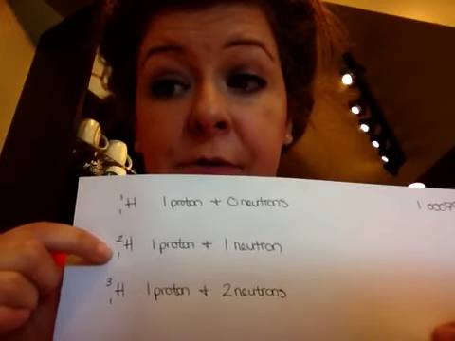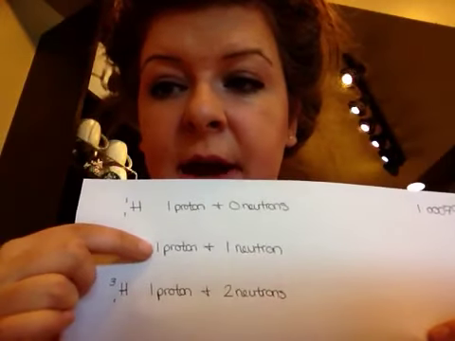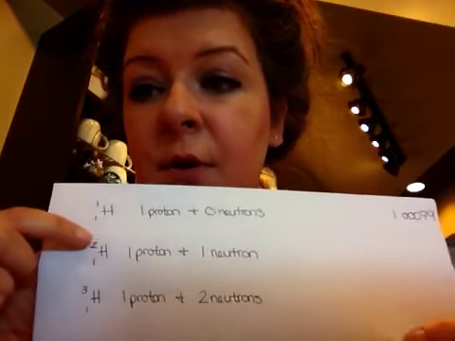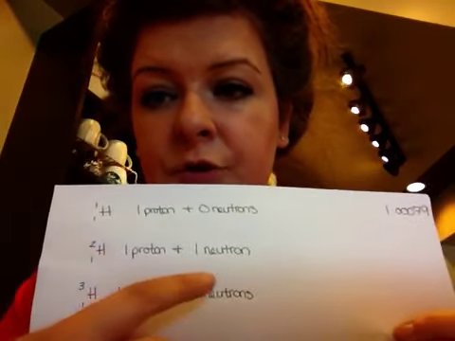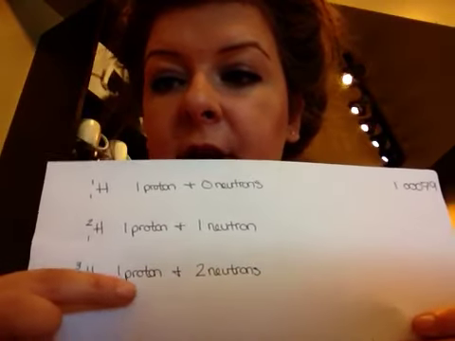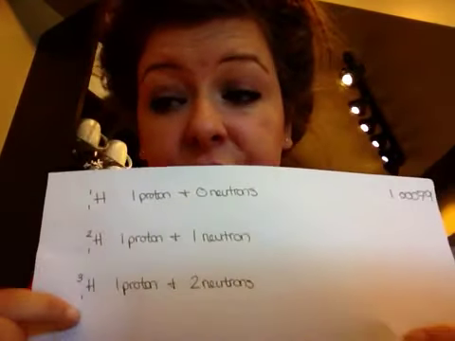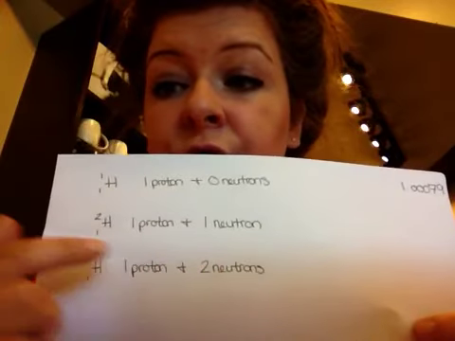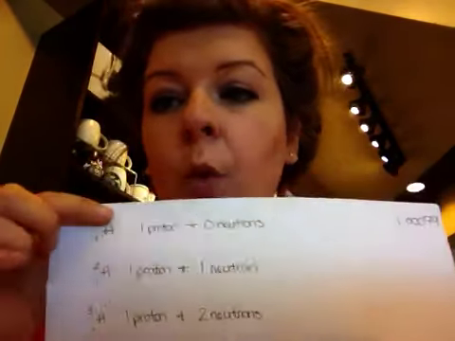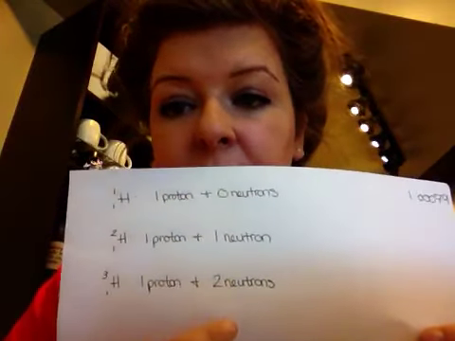On hydrogen 2, it has 1 proton. I mean, it has to because it's hydrogen. And I knew the number of neutrons because I took 2 minus 1, which gives me 1 neutron. On hydrogen 3, I knew that it had 1 proton, again because it's hydrogen. And I knew that it had 2 neutrons because I took the mass number minus the atomic number. So the only thing that changed here was the number of neutrons.